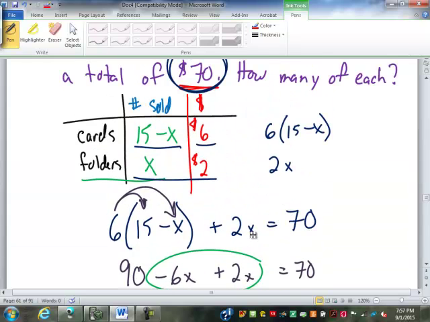No. We're asked how many of each. X is the number of folders, so there's 5 folders. How many cards? 15 minus X, or 15 minus 5 would be 10 cards.